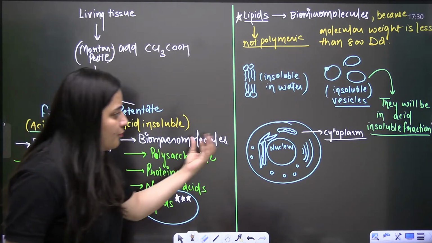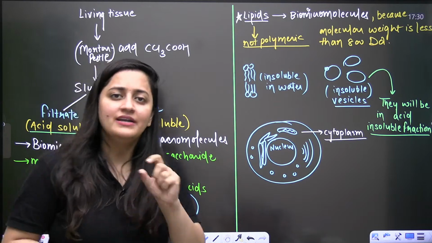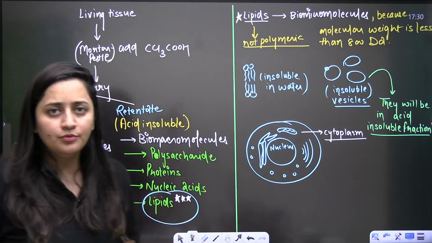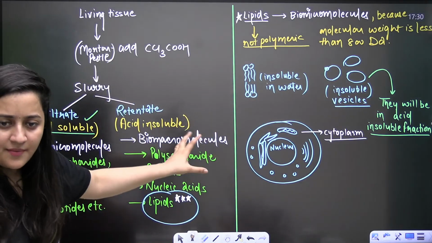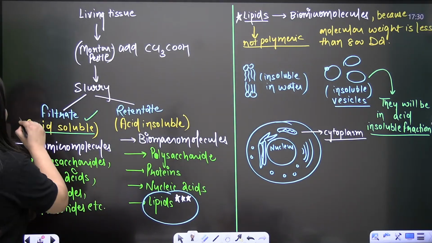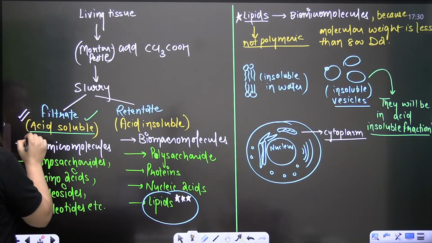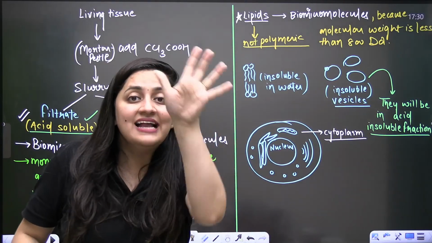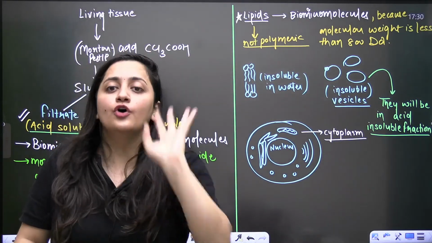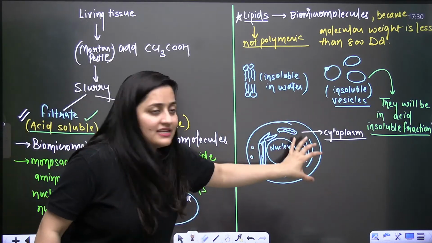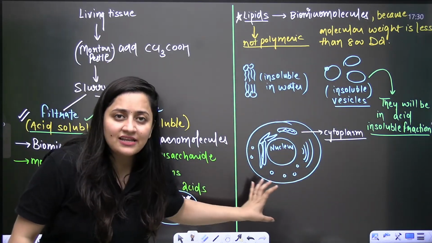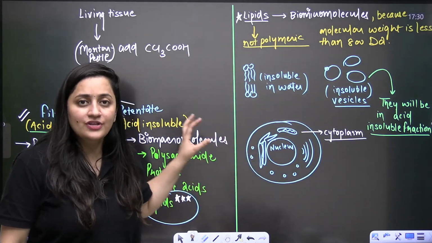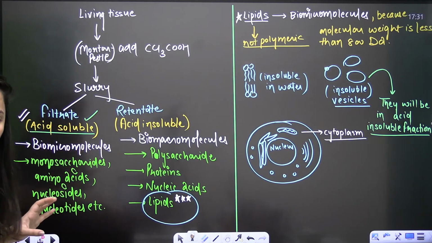Of course. Now the point here is, when you are breaking a living tissue, ultimately you are breaking a cell, right? You are trying to separate their composition. So when it is the acid soluble fraction, what does it represent? It represents the cytoplasmic composition without organelles. You are not considering the composition of the organelles here. Whatever is the cytoplasmic composition, it is represented by this acid soluble fraction.